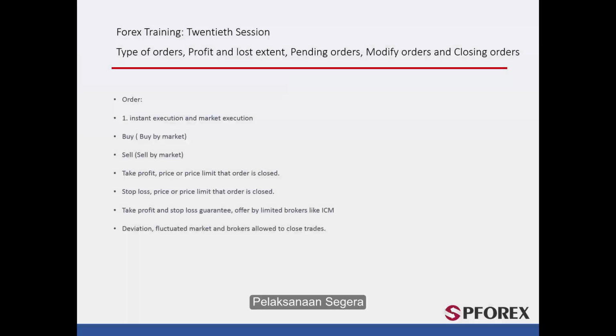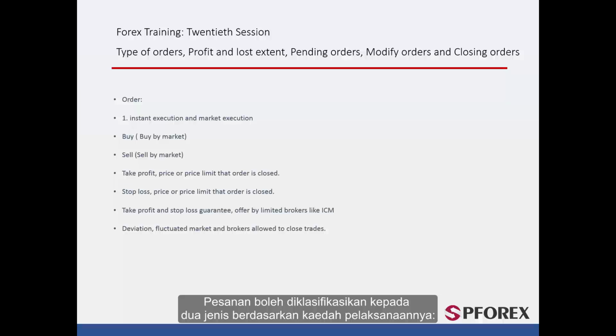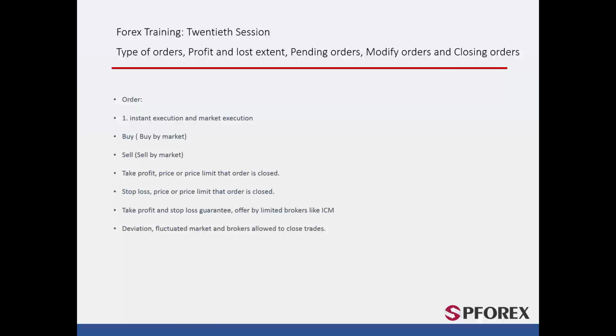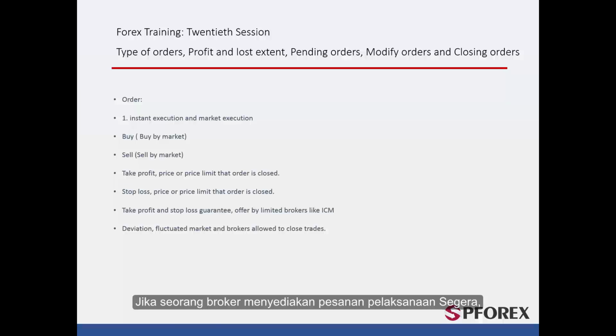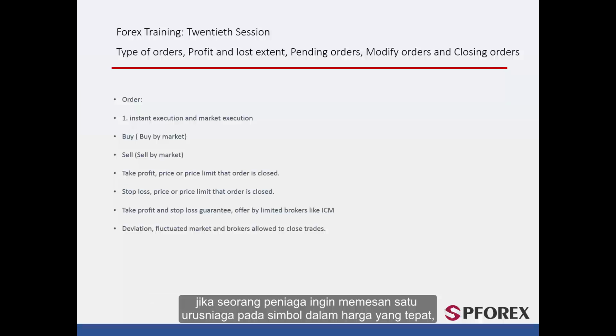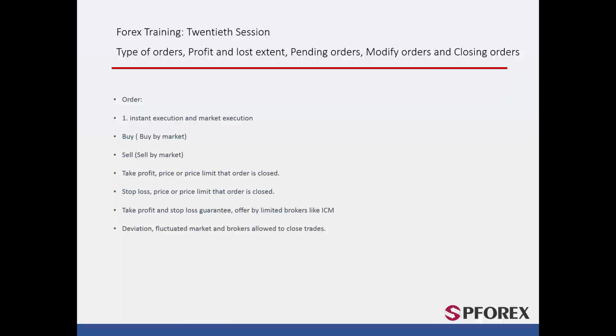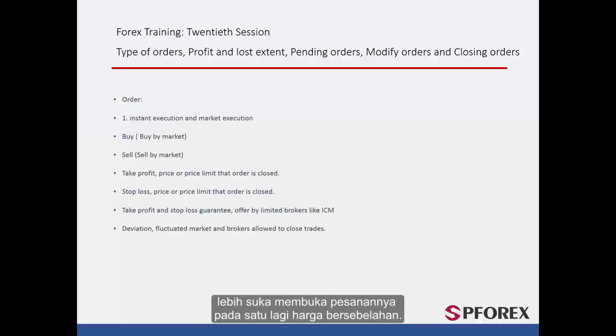Instant execution. Orders can be classified into two types on the basis of their execution method: instant execution and market execution. If a broker provides instant execution orders, and a trader wants to order a trade on a symbol at an exact price, then a broker must place that order exactly at the trader's desired price. If an order cannot be taken, a broker may ask a trader whether he or she would prefer to open his or her order at another adjacent price.